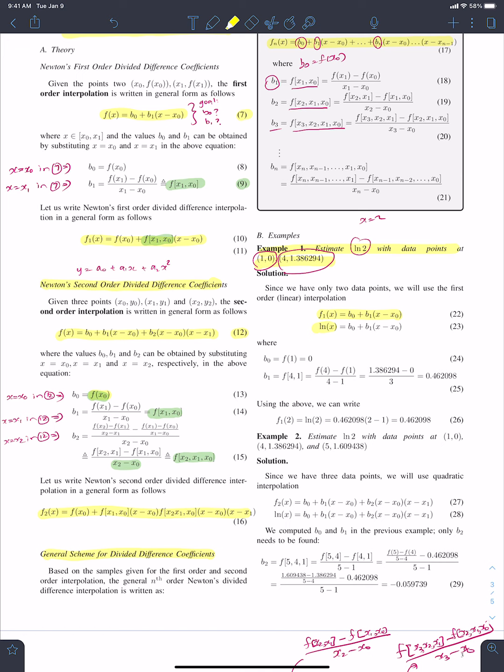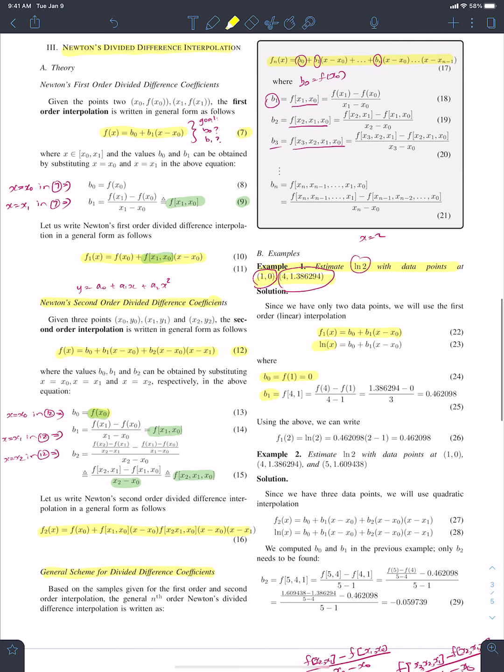Okay, so using the formula, we can easily find b0 is f(x0), and x0 is 1. Then b1 using the formula f[4, 1], the difference, so f(4) minus f(1) divided by 4 minus 1 comes to this. So we have b0 and b1, and we can substitute them here. Now we can compute ln 2 or ln 3 for that matter. Anything between 1 and 4 we can compute. Since it is asked for ln 2, the first approximation of ln 2 is 0.46209 using the formula that we just derived.